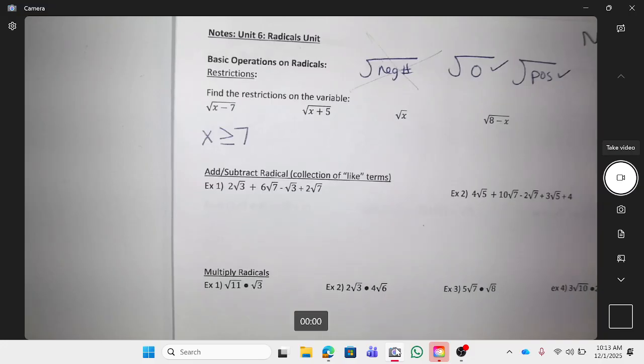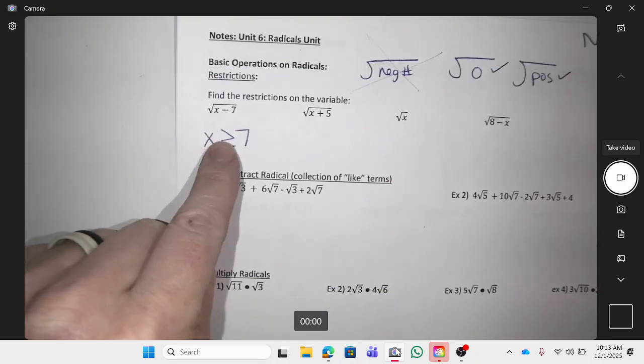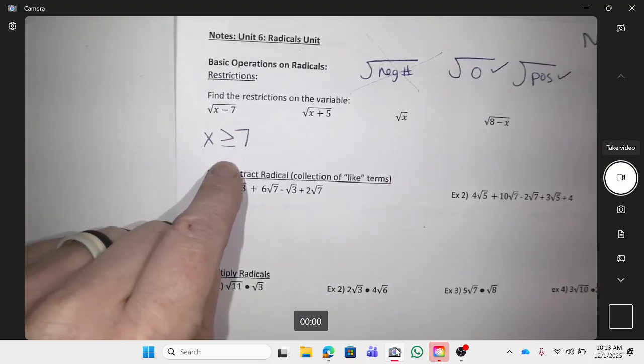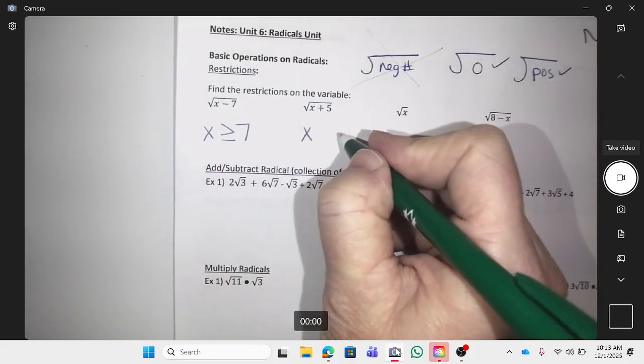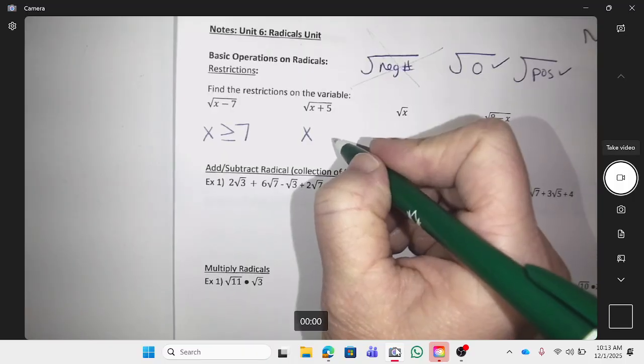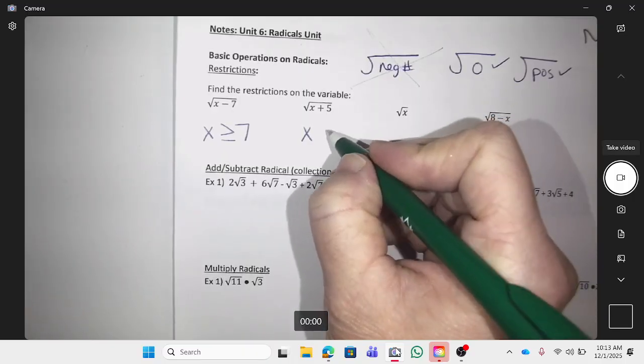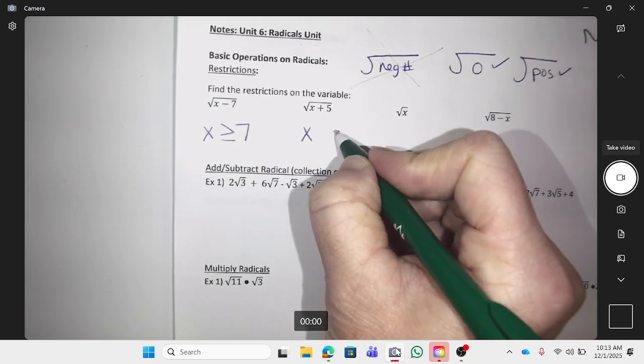Do you understand there's multiple things here? Not just one number. There's multiple numbers that we have to worry about. So we want to either say we're higher than 7 or on 7. Okay, here we go. X. What number keeps this radical 0? -5.